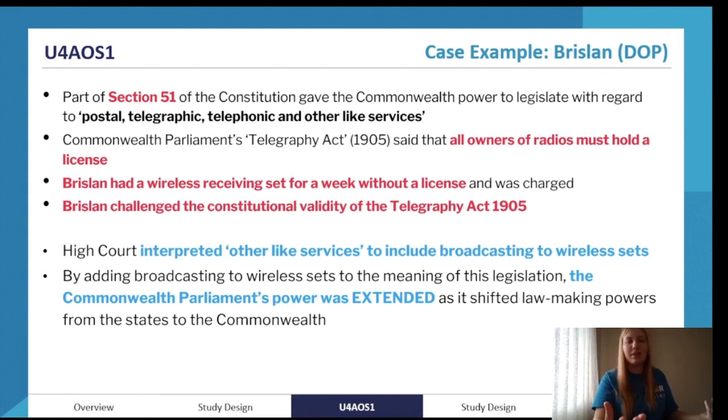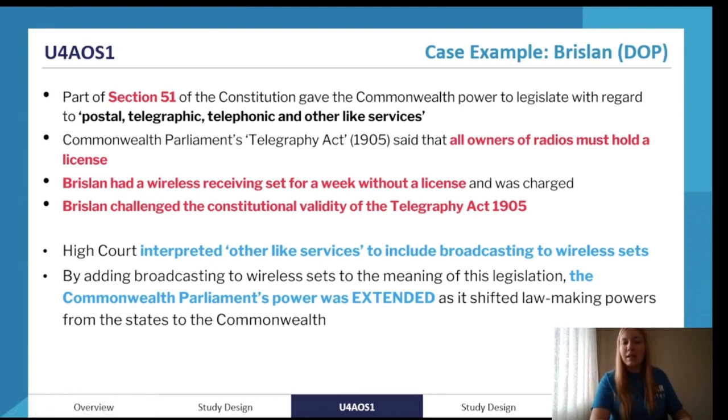So, it didn't make sense because Brislin brought this to court thinking that the wireless receiving sets were not specifically mentioned in that section of 51. And that was, of course, false because it is intended to be a broad law. Other like services makes it broad and open ended.